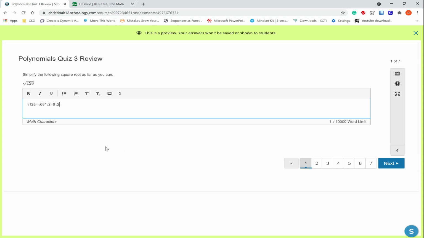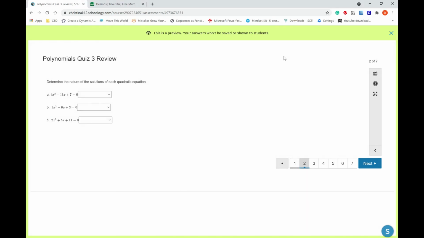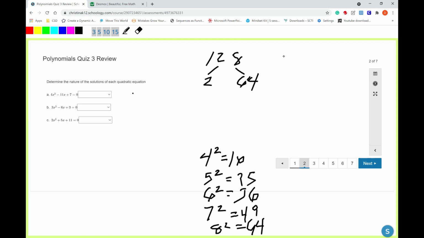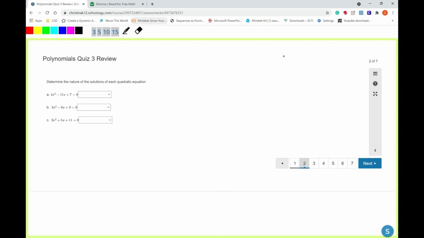Question number 2. This is determine the nature of the solution of each quadratic equation. Remember that if we recall the discriminant formula, erase our stuff from the last slide. Our discriminant is b squared minus 4ac.